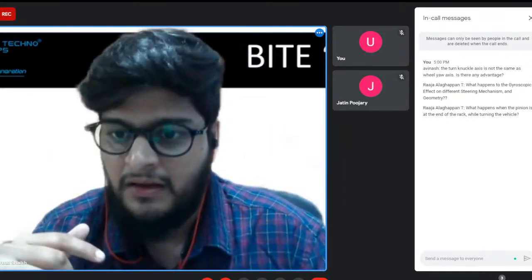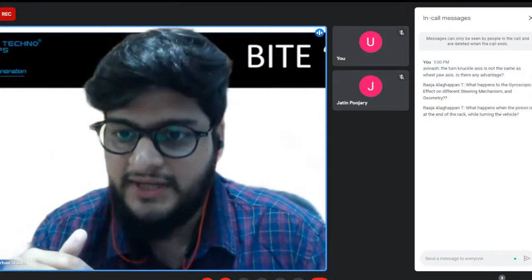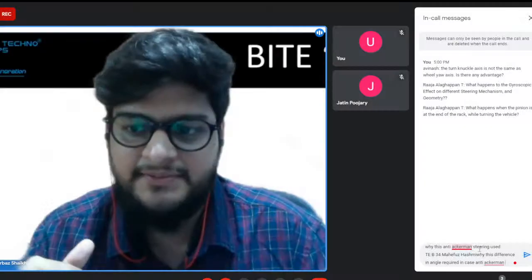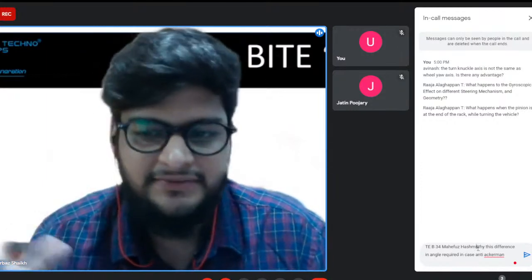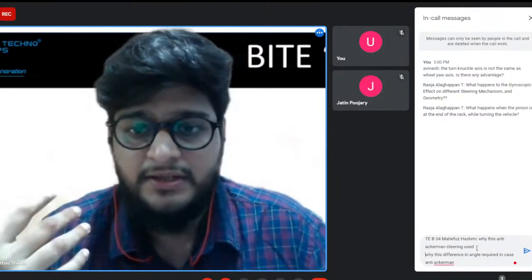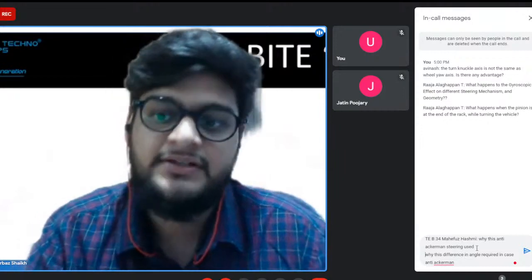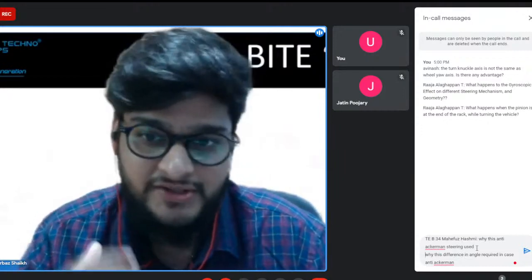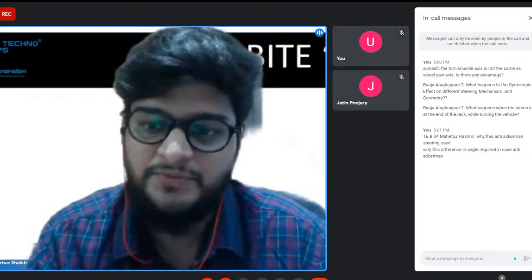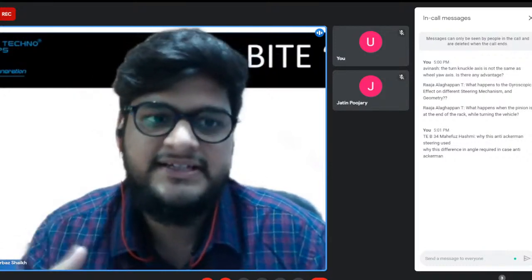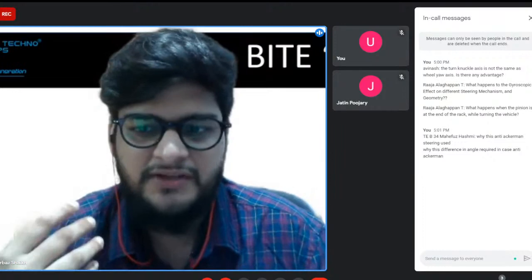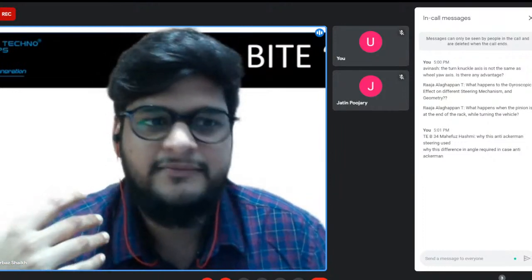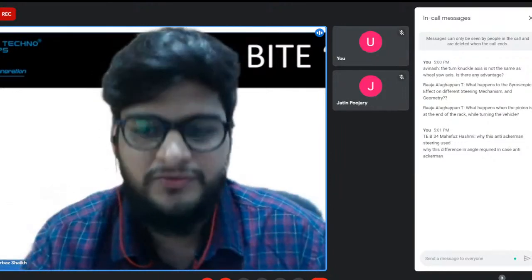Raja is asking what happens to the gyroscopic effect on different mechanisms on the geometry. So essentially, it's a very difficult topic to explain, but basically, whenever a tire is rotating, it's having a force in the perpendicular direction of the tire's face, right? And that's the gyroscopic force. And on different mechanisms, it only affects if you are at higher speeds. So I don't think gyroscopic effect is considerable in all of the applications.